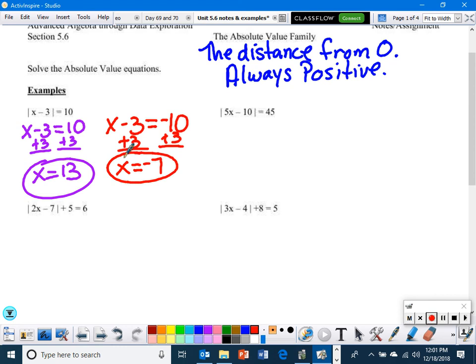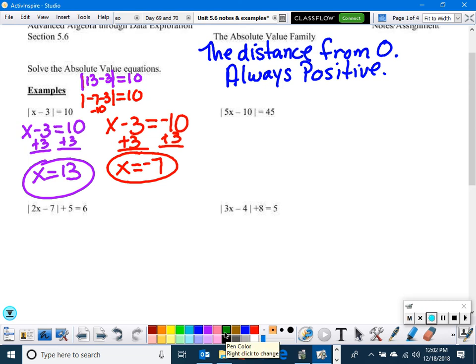Now, you should be able to do this in your head. Check both answers. If you plug both answers in, if I take the 13 and plug it in, okay, the absolute value of 13 minus 3, yes, that's going to equal positive 10. Okay, the red one, the absolute value of negative 7 minus 3, well, that would be negative 10, and the absolute value of negative 10 is 10. All right, so that's just one way you can verify that both answers work. And yes, they both are good. All right, let's move to the next one.